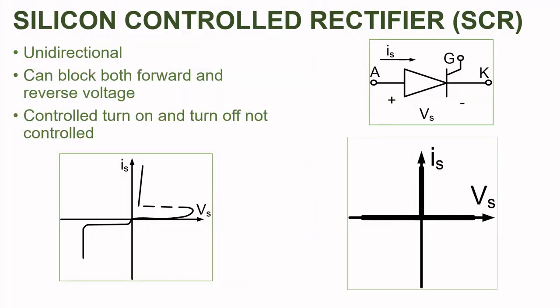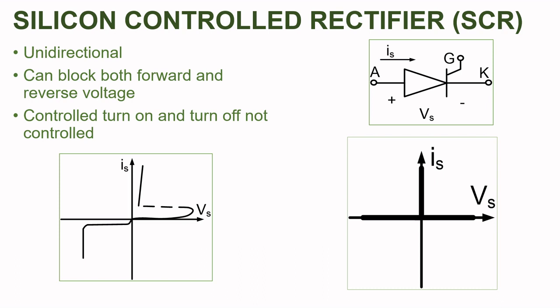So our first device is silicon controlled rectifier or SCR. SCR is a unidirectional device. That means it can carry current in only one direction. Here it refers to direction of current from anode to cathode, whereas SCR can block voltage in both the directions, that is forward as well as reverse direction.